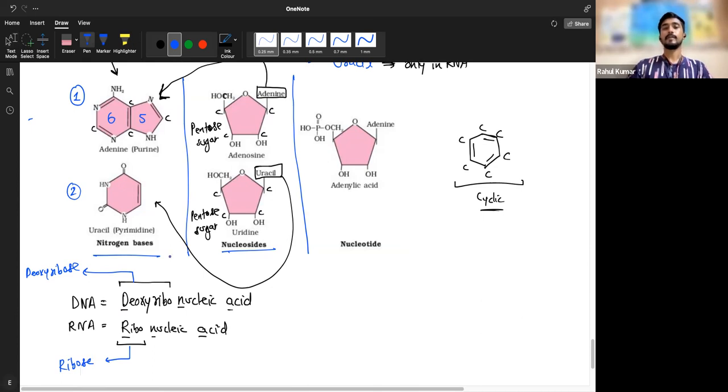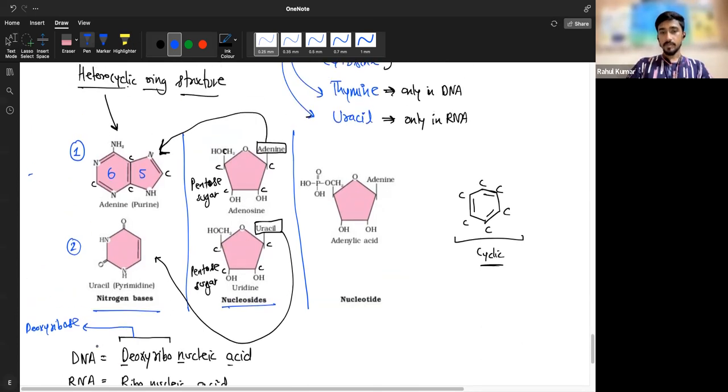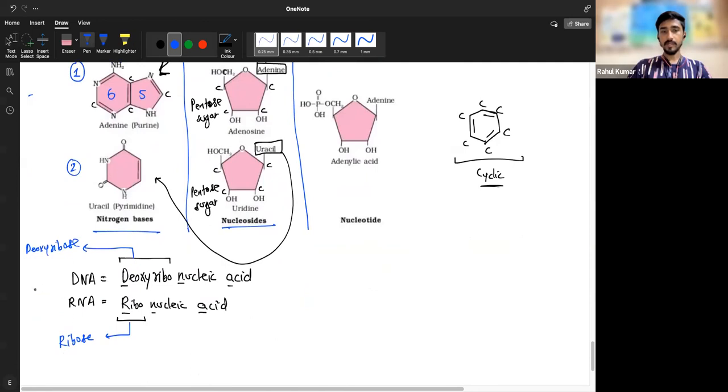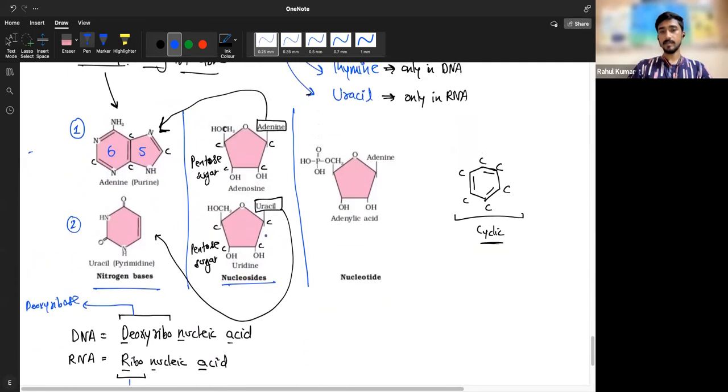Okay. So you understood, both deoxyribose and ribose are pentose sugars. They have the same kind of structure like this. So when it becomes a nucleoside, their name changes. Adenine becomes adenosine, and uracil becomes uridine. Adenosine and uridine.